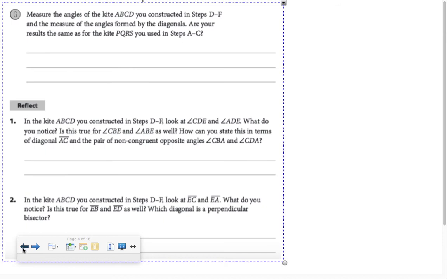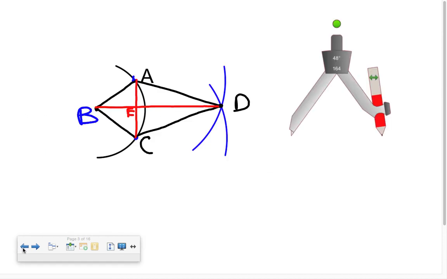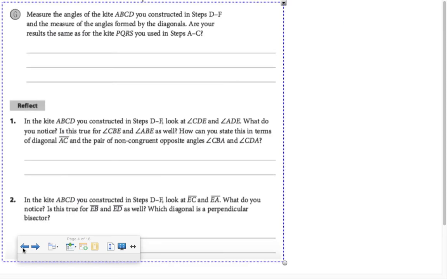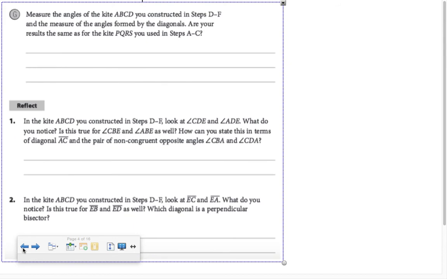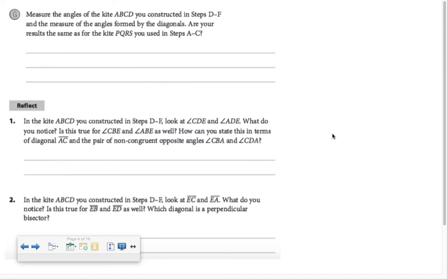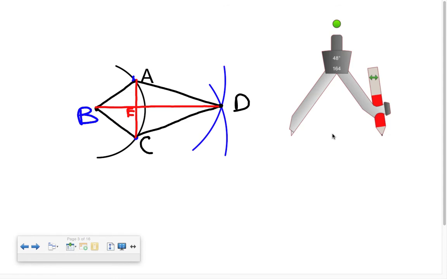So CDE and ADE. What do I notice? They're congruent. Is this also true for CBE and ABE? Yes, they are also congruent.